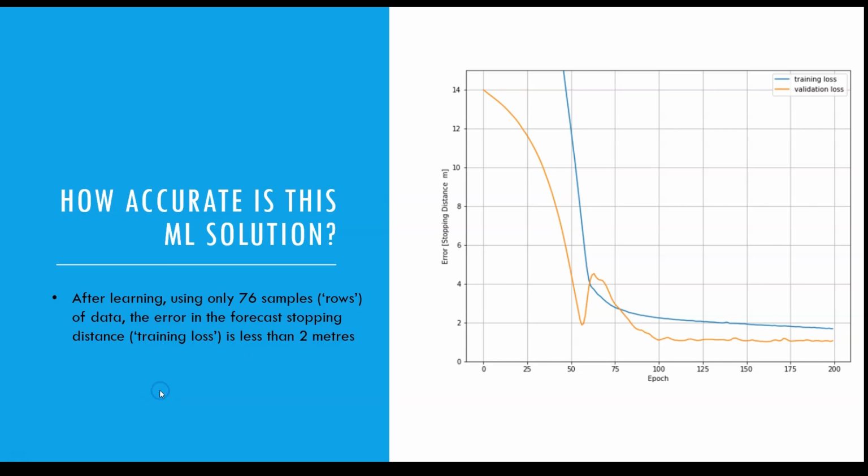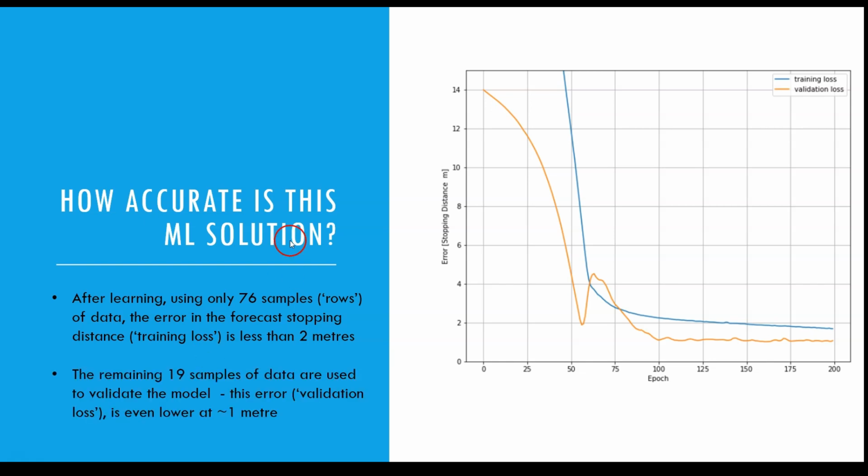How did we do? Well, as you can see from the training loss, the blue line, it drops to less than a 2-meter error after 200 iterations. Is that acceptable? Well, it really depends on requirements. Interestingly, the amber line drops to a 1-meter loss. So it is actually performing better than the training would suggest.